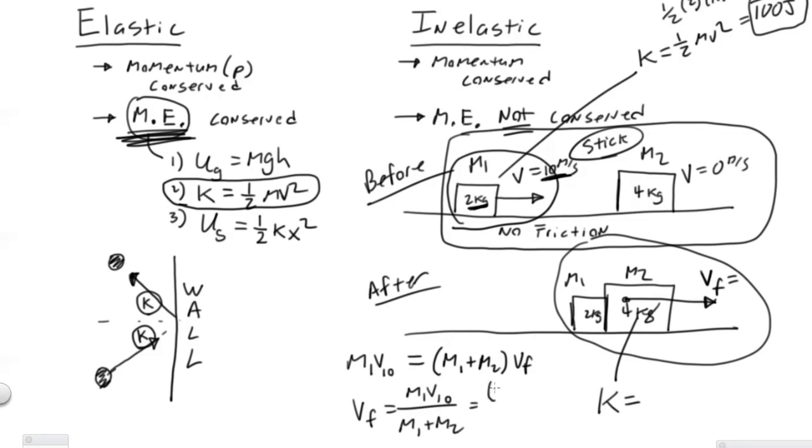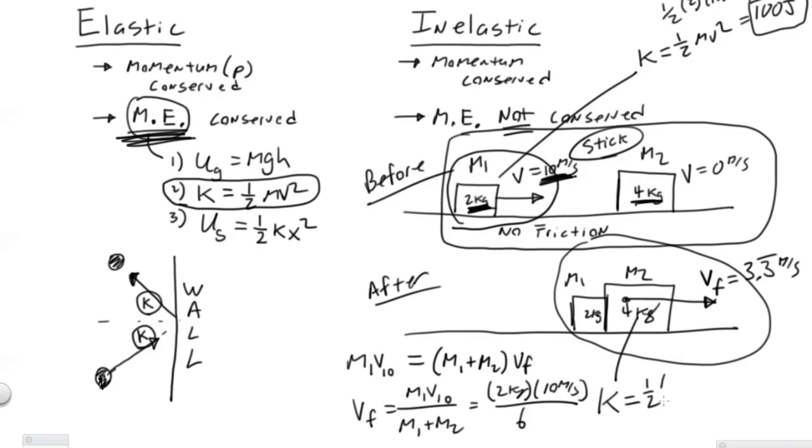So this will be 2 kilograms times 10, right? That's the velocity before collision. Masses combined, 2 plus 4 is 6. So this gives us a final velocity of 3.3 meters per second. So now we can calculate this final kinetic energy.